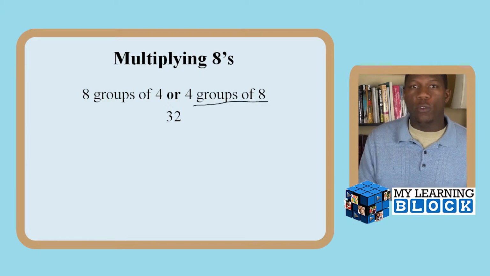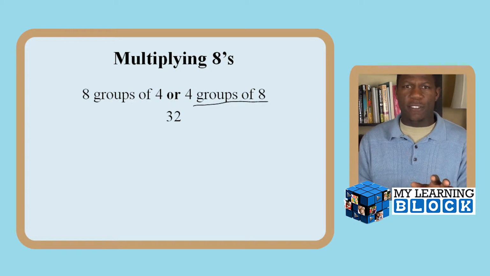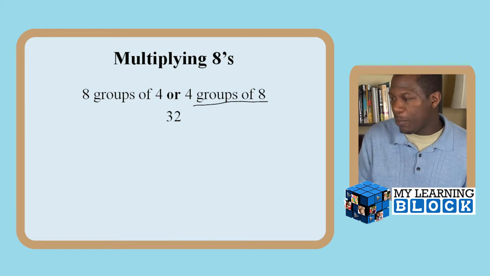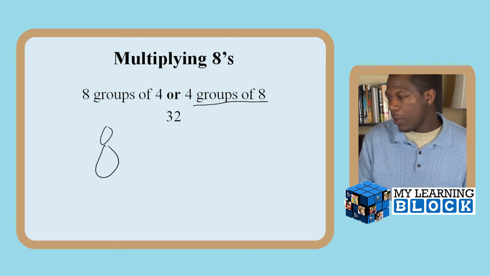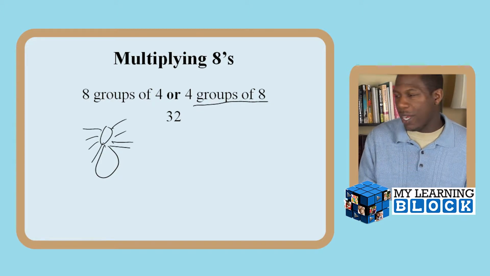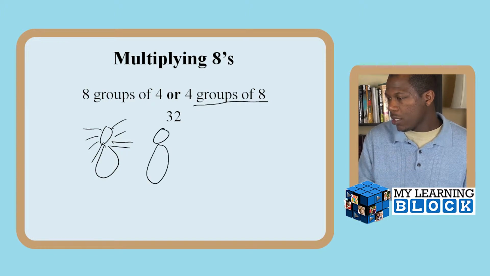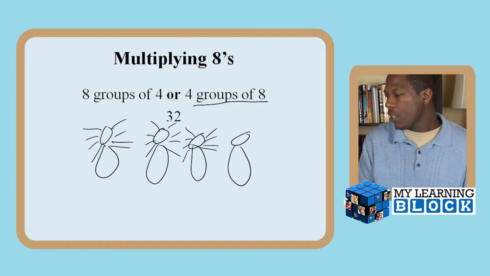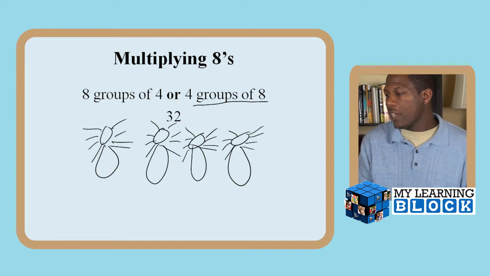All right, so my 4 groups could be 4 spiders. If you're an arachnophobic person, I apologize, but spiders work because they have 8 arms. So I have 1 spider, 1, 2, 3, 4, 5, 6, 7, 8. I know, don't you love my spiders? 2, 3 spiders, 3, 4, 5, 6, 7, 8, and my 4th spider, right? So I have 4 spiders, all with 8 arms.